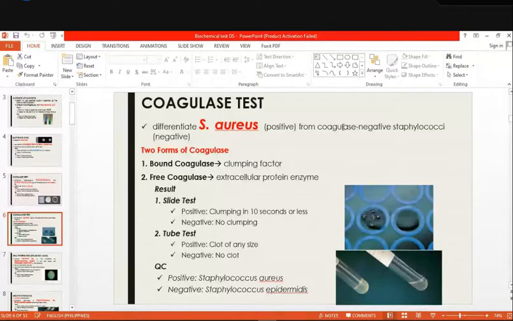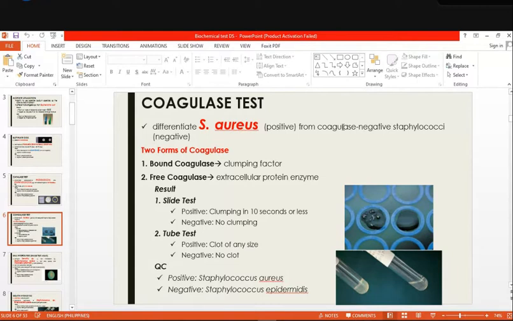Aside from being classified as bound and free, that also tells us what test to use for coagulase. So when we say bound, it is the slide test. Yes, slide test for the bound. It is also called the clumping factor. That is why we use the slide test. As Brandon said, it is attached to the cell wall. And being attached to the cell wall, it reacts directly with fibrinogen, so you can see your positive results within 10 seconds.